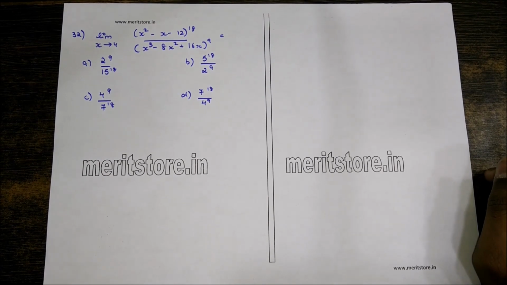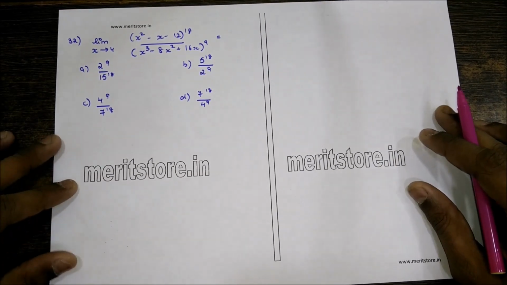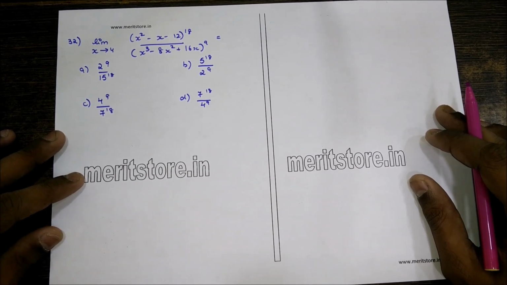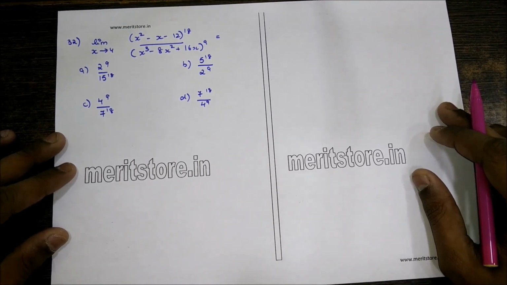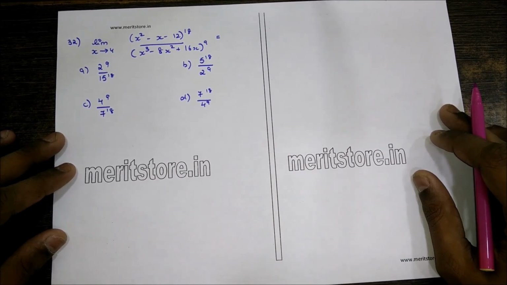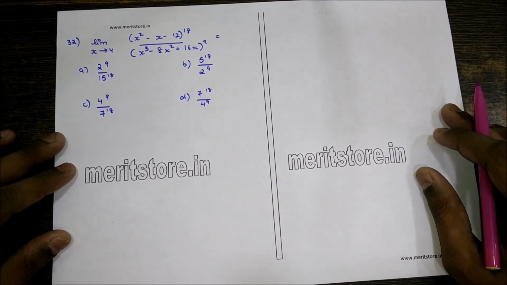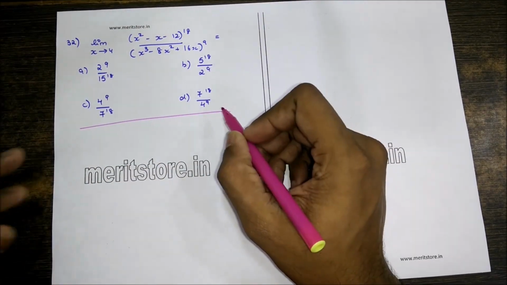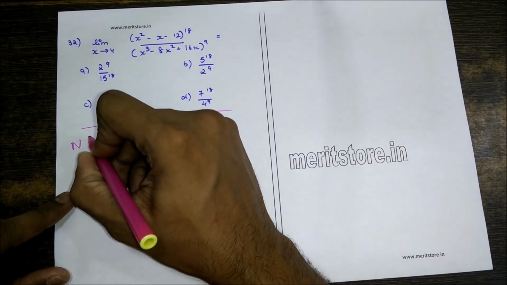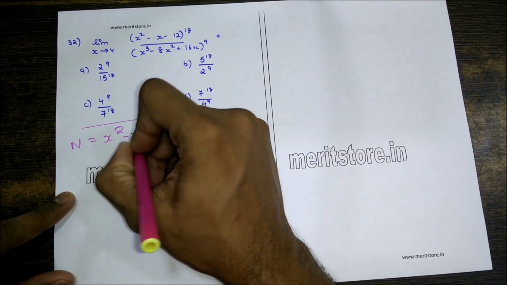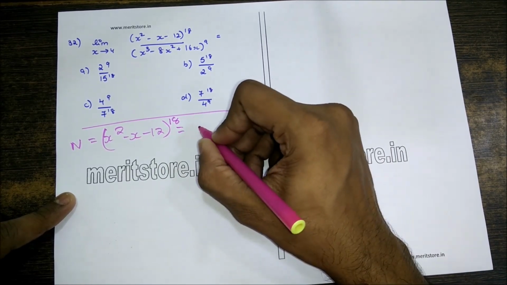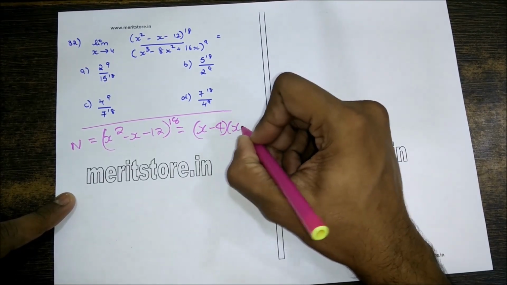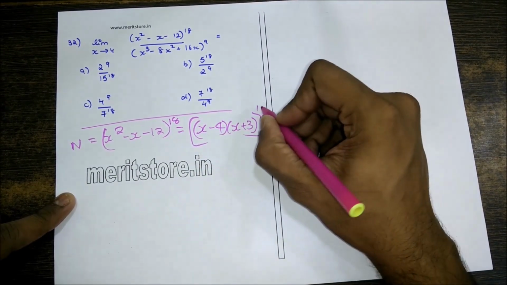Limit of x tends to 4 of (x square minus x minus 12) the whole raised to 18 upon (x cube minus 8x square plus 16x) the whole raised to 9 equals: A) 2 raised to 9 by 15 raised to 18, B) 5 raised to 18 upon 2 raised to 9, C) 4 raised to 9 upon 7 raised to 18, or D) 7 raised to 18 by 4 raised to 9. So first what we do is we write the numerator N equals (x square minus x minus 12) raised to 18, which we can write as (x minus 4) into (x plus 3), the whole raised to 18.